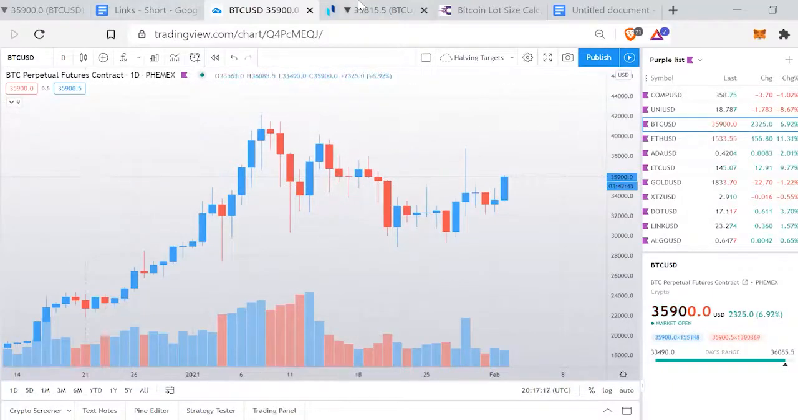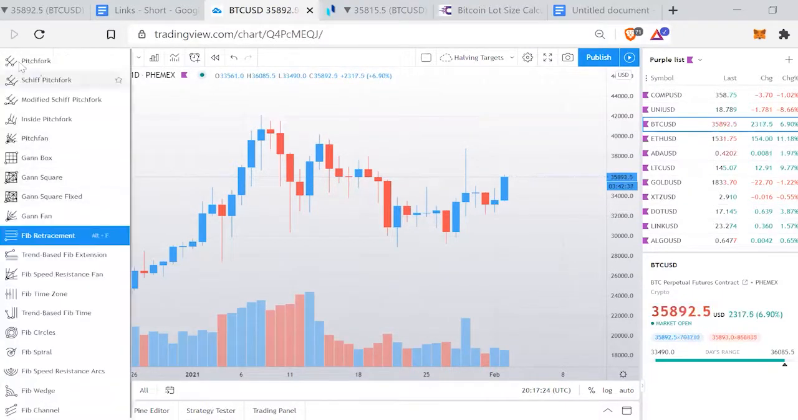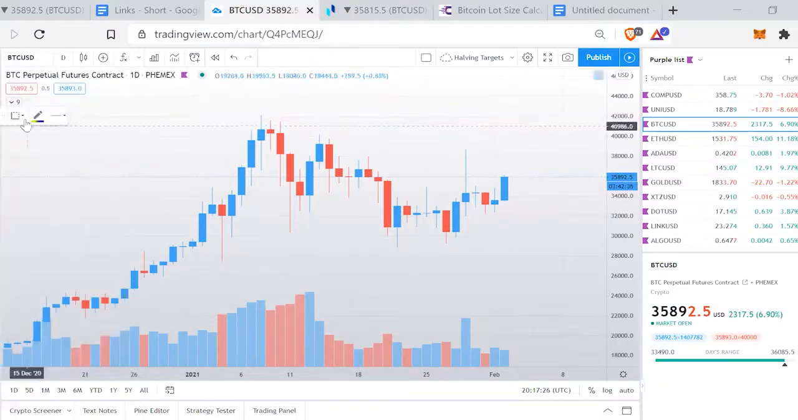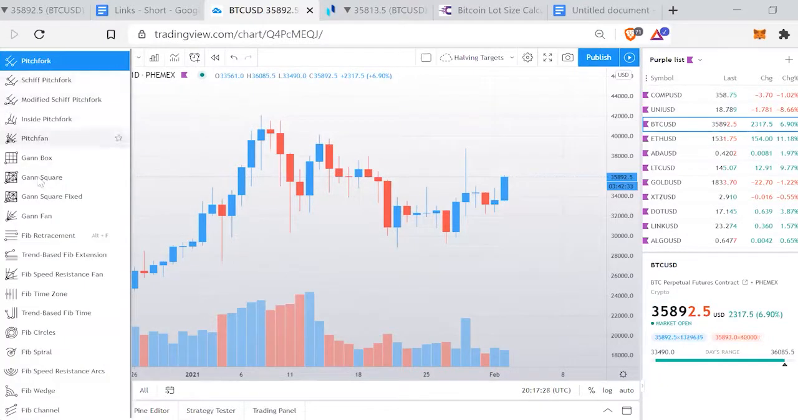The other thing, some people were asking me how to use the Fibonacci tool, so I'll quickly go over that. If we hold here, yours will kind of look like the pitchfork at the start. If you click and hold it, you'll be able to pull up the Fibonacci retracement.